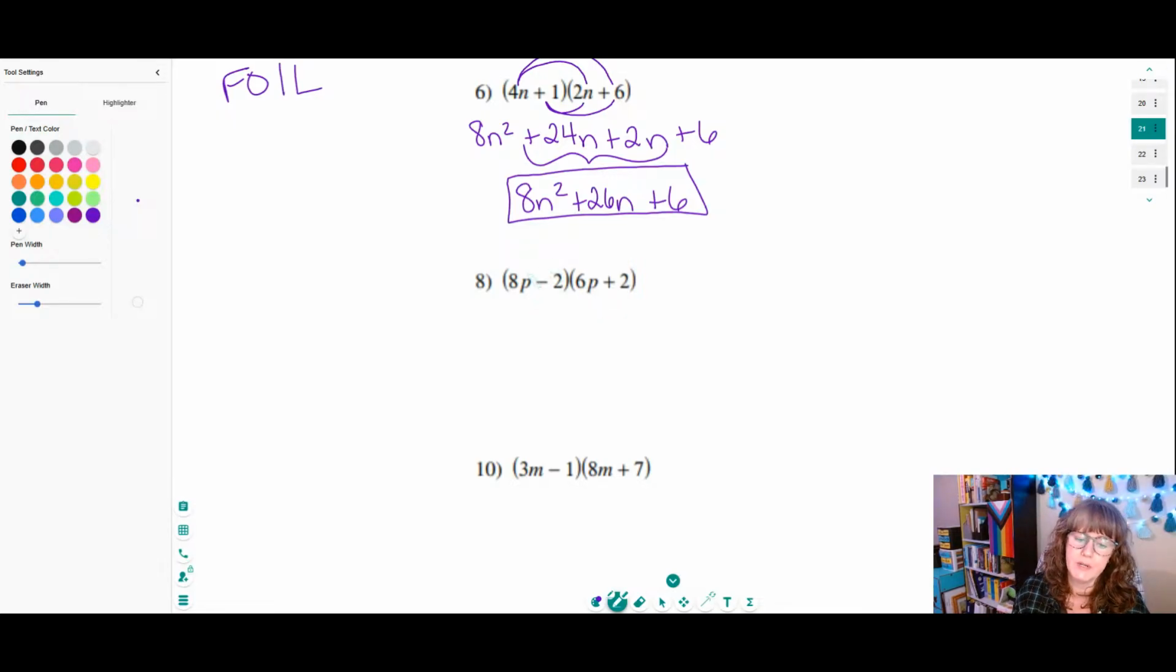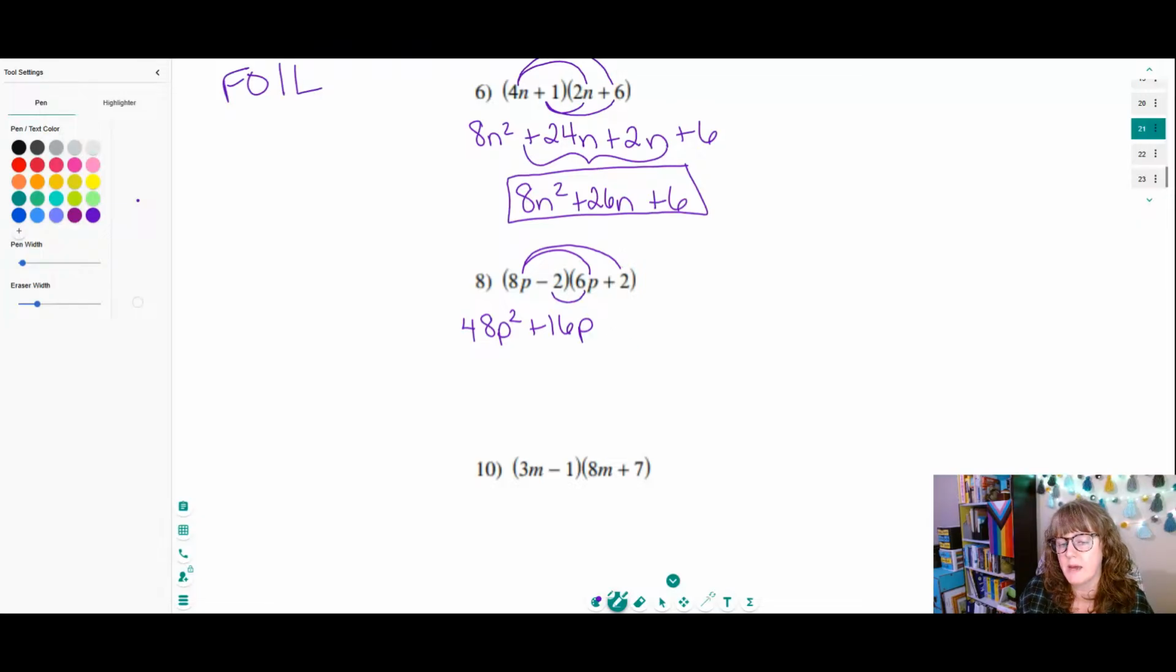Let's go ahead with this one. So 8p, we're going to go ahead and distribute to 6p. So 8 times 6 is 48. P squared is p times p. And then we've got 8p times 2, which is 16p.